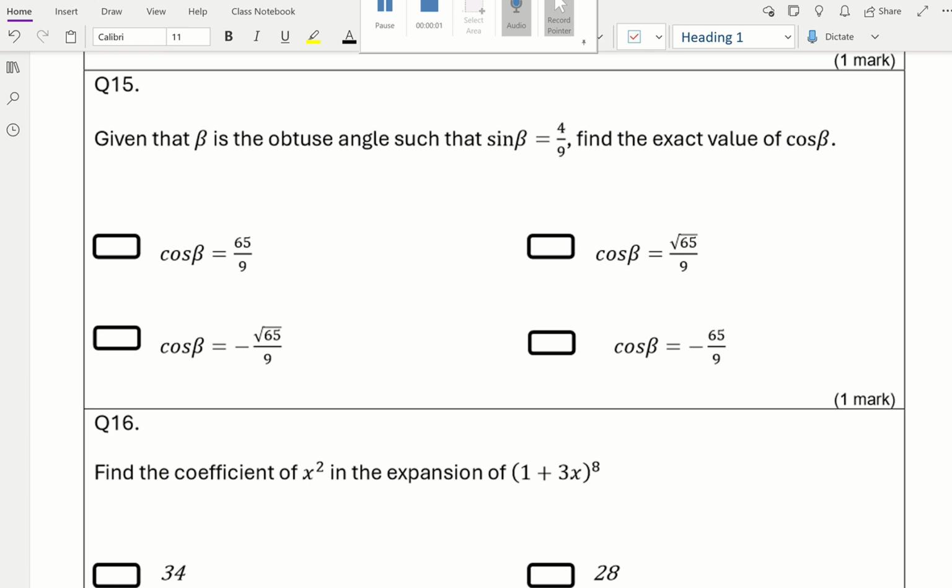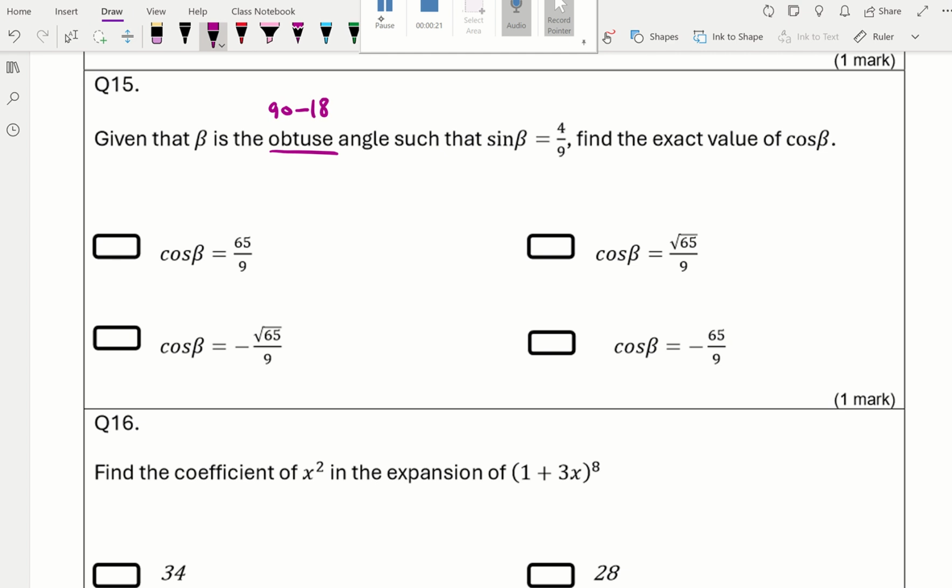So this video is the second part for semester 2 GED Advanced for grade 11, and it's the final assessment practice, starting at question 15. The question says, given that beta is the obtuse angle, so that's important, that means the angle is bigger than 90 and less than 180, such that sine beta is 4/9, find the exact value of cos beta. Well, let's think about this.